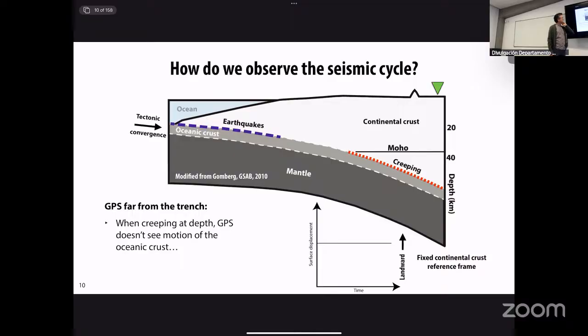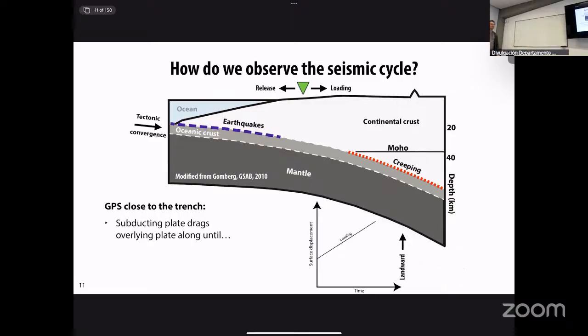We're looking at the surface displacement at a GNSS station, this green triangle far from the trench, and we see that nothing's happening. We're in the stable plate interior. Whatever subduction is happening beneath it, it's oblivious to it because there's just continuous creep, and there's no frictional locking that might register an elastic signal at the surface.